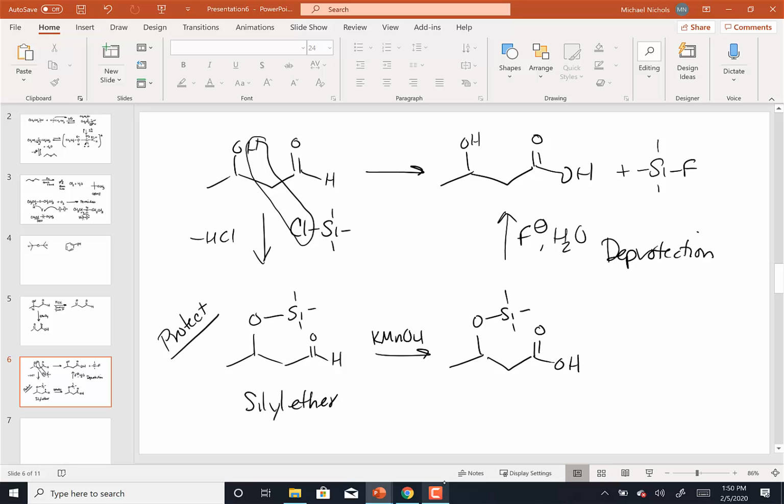So your first strategy when you're faced with a molecule with multiple functional groups is just choose the right reagent, but you can't always do that. So the second step is undergo some sort of protection, deprotection scheme.